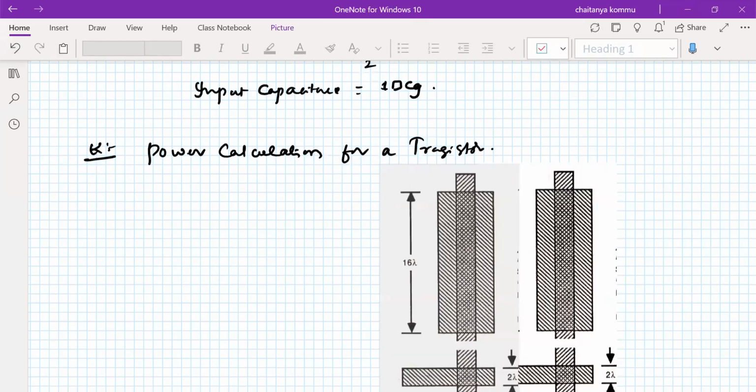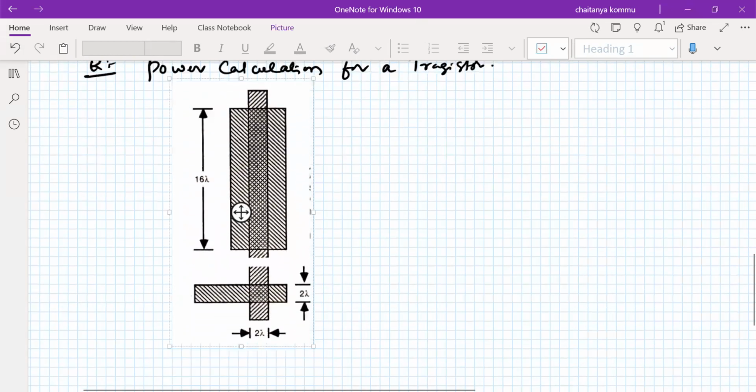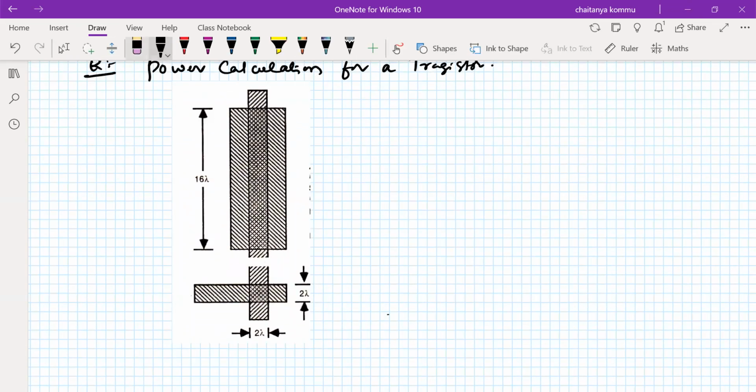So therefore, this is a piece of layout. So this is an enhancement NMOS, and this is a depletion NMOS. Normally we know that the length of the depletion mode type of transistor is more than that of the enhancement type NMOS transistor.